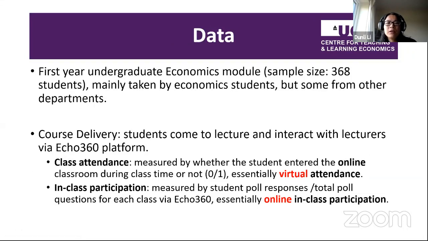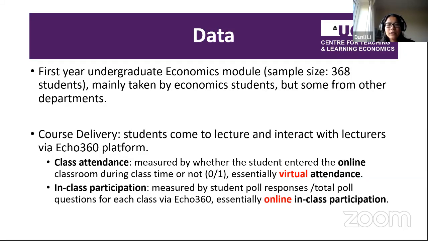So now let's spend a few minutes to discuss our empirical analysis leading to these results. The data: we got the data from a 30-year undergraduate economics module. It is a big class with 368 students. Most of them are economics students and some of them are from other departments. In terms of course delivery, the students come to lecture and interact with the lecturers via this ECHO360 platform. And how do we measure class attendance given such a huge class size?